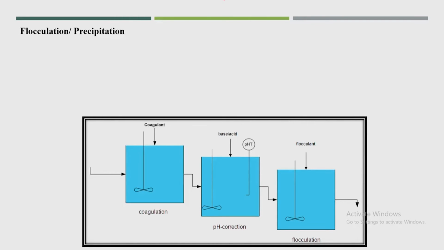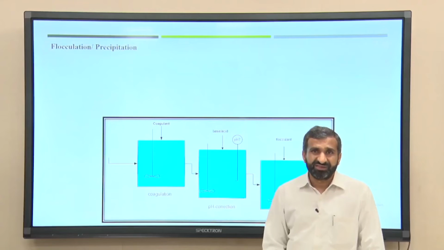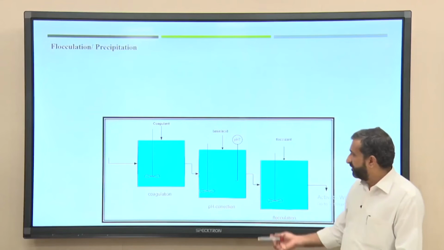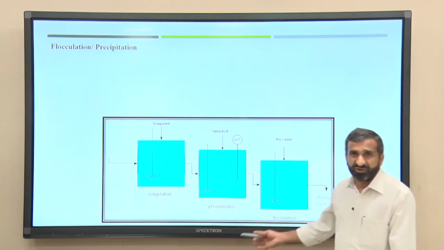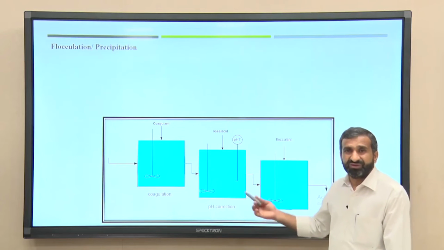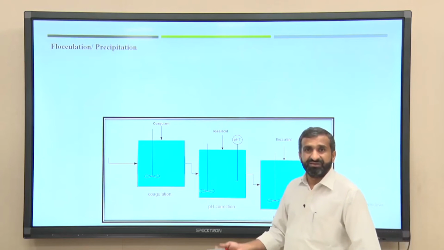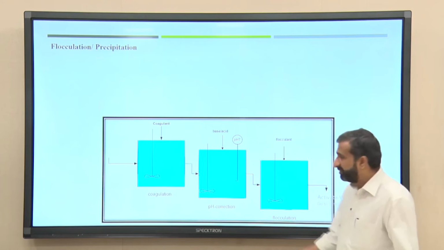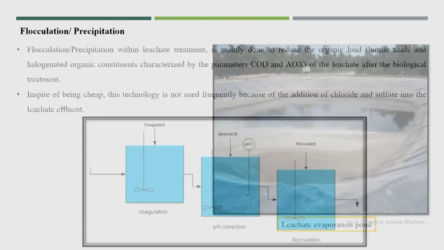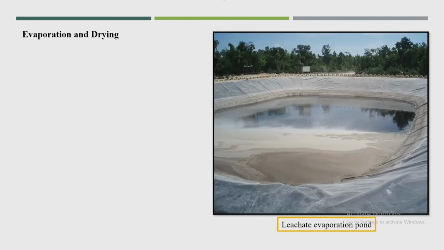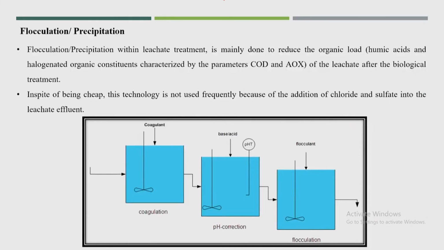So, if you add some coagulant, because as I told, the BOD5 value is mostly due to the suspended solids. If you are able to remove these suspended solids by coagulation flocculation process followed by precipitation, maybe 70 to 80% of BOD5 will get removed. And this is one of the cheapest methods of the treatment process.